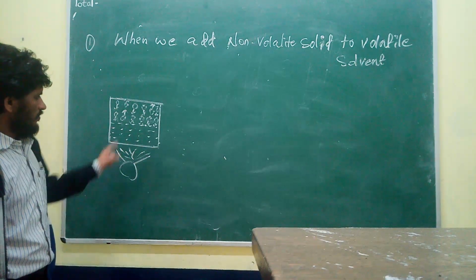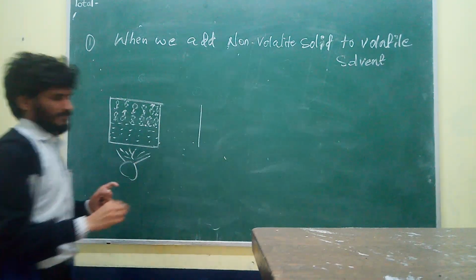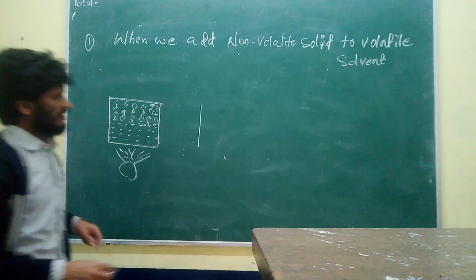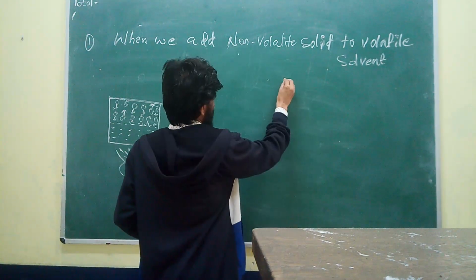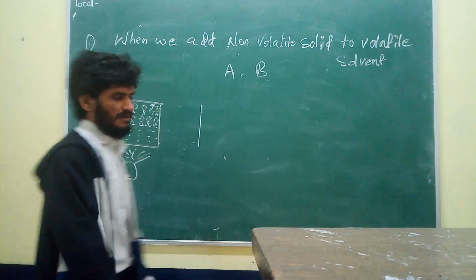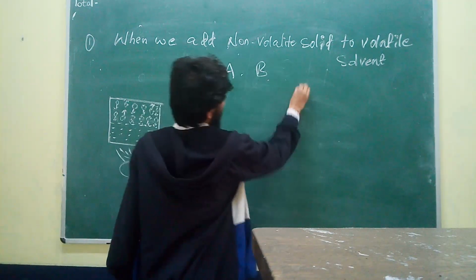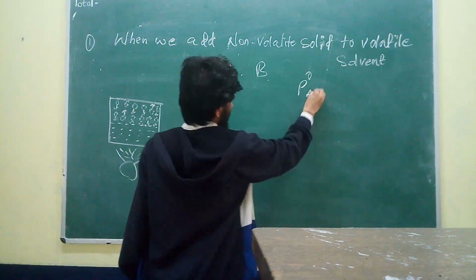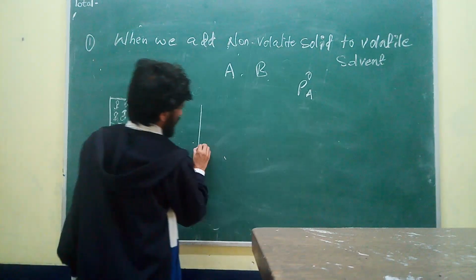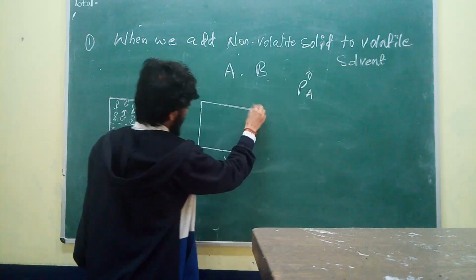Now, suppose this is a pure solvent, and suppose the solvent is A and the solute is B. Understand? Now, the pure solvent vapor pressure is P naught A. Now, after adding a non-volatile solid, what happens?